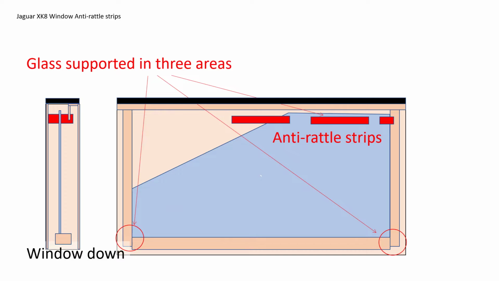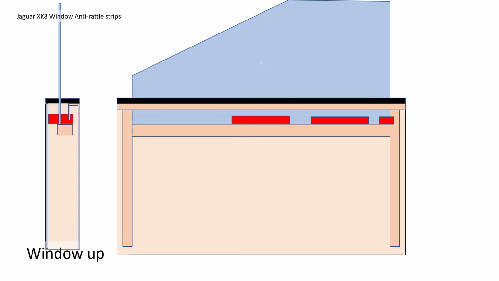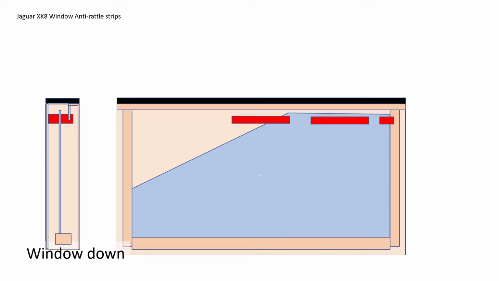So what Jaguar has done is put some anti-rattle strips in. There are strips of extruded foam put in the top of the door to support the window and stop it rattling. There are actually 3 on the outside and 1 small one on the inside, as you can see here on the top view. The bottom shows the glass being supported by brackets onto the main rails. There are issues with these which I'll go into later. So when your window's up with the anti-rattle strips in, it's supported all the way down and you don't get any rattling.